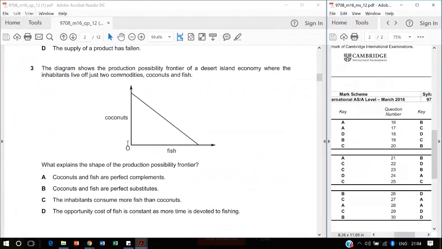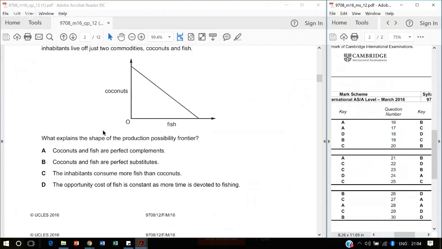So let's have a look. Coconuts and fish are perfect complements. That's got nothing to do with that. That's on the demand side. Coconuts and fish are perfect substitutes. Again, demand side. Inhabitants consume more fish than coconuts. We can't know that. This is just the possibility frontier. This tells us something about the potential rather than where we're actually operating at. So it must be D. The opportunity cost of fish is constant as more time is devoted to fishing. There's this factor mobility. There's this constant returns between swapping between coconuts and fish. So the answer is 3D.